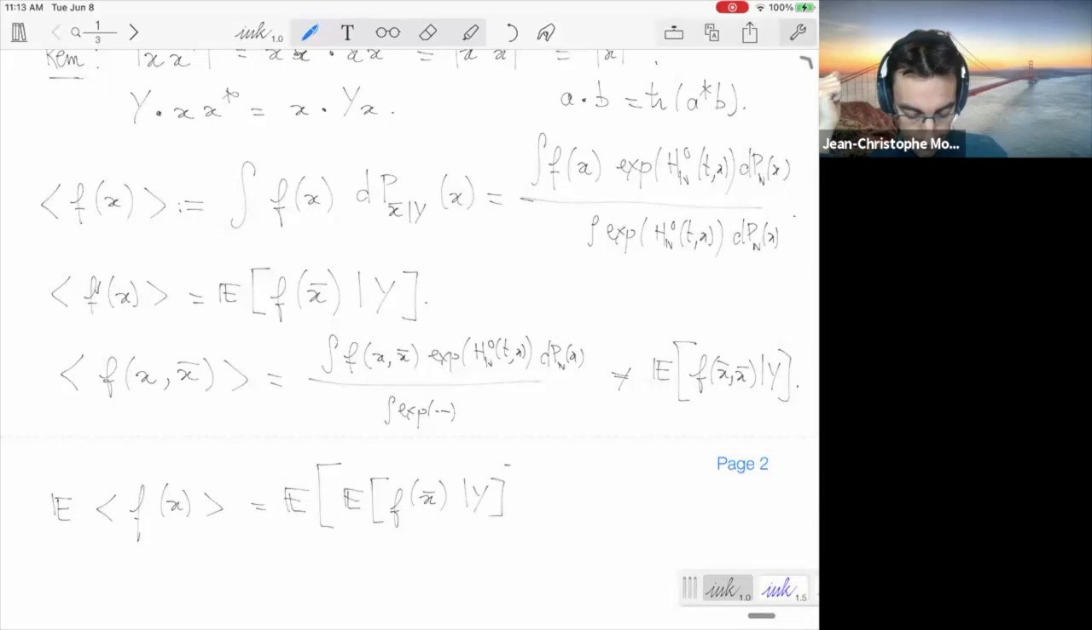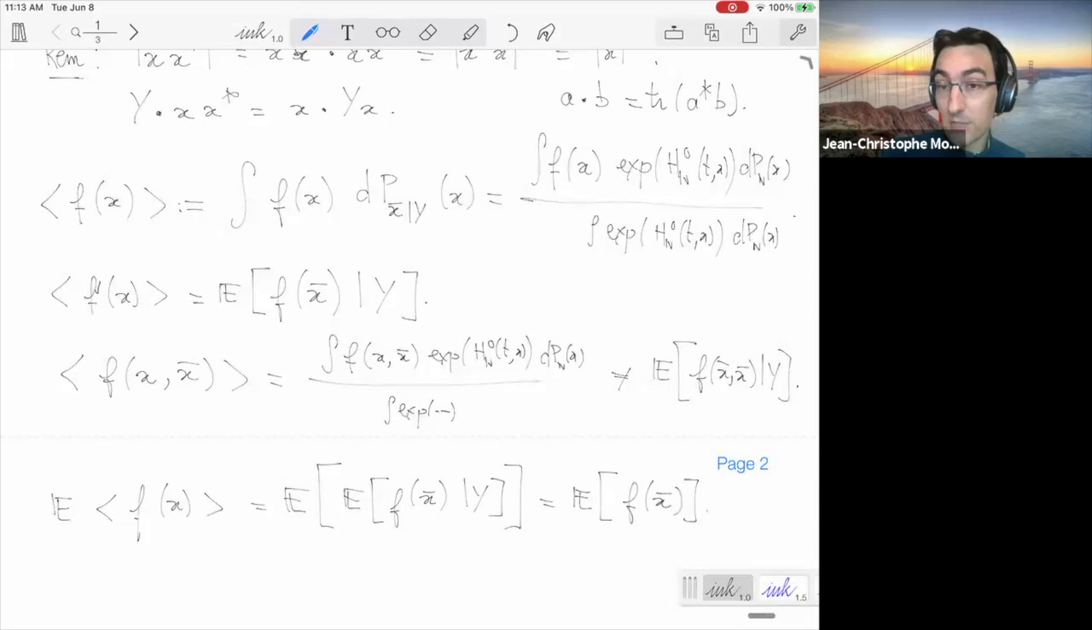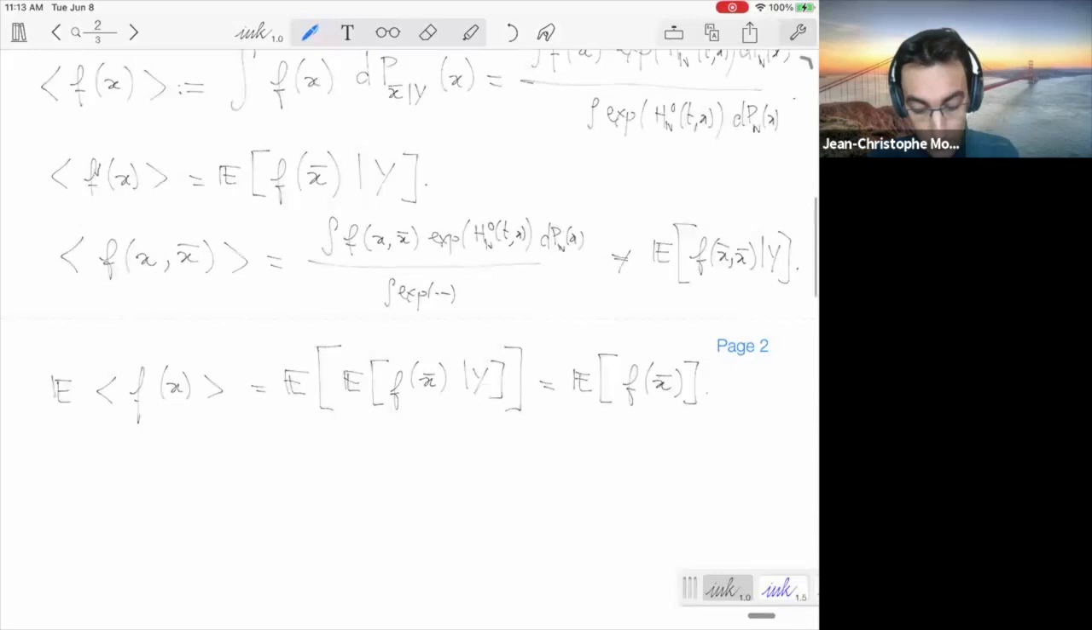And here, by properties of the expectation, we see that this is the same as the expectation of f of x bar. So we see that there are some simplifications that happen if I also take the average with respect to Y after I compute this bracket. But pay attention, I stress again that if I were to remove the expectations, then the identity would not be true.